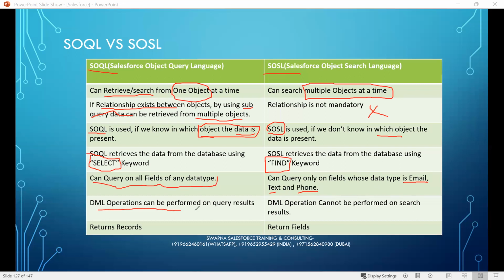And DML operations can be performed with the query language. We can do DML operations in SOQL. In SOSL, DML operations we cannot perform. It returns the records. And this returns the fields information. Whichever fields we want, we have to mention that field name and it will return the data of that particular field.